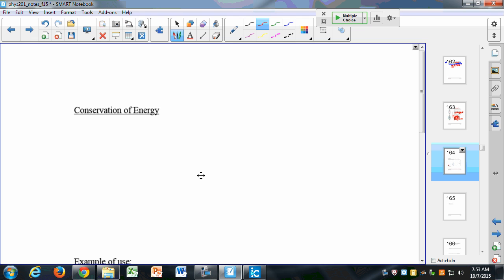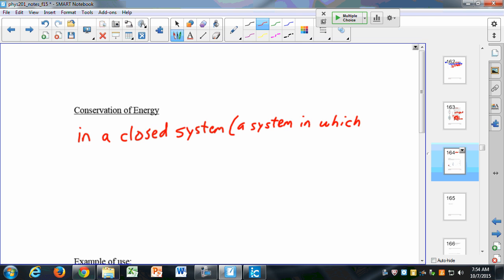Let's do conservation of energy. So that gravitational potential energy fits into our conservation of energy like this. Conservation of energy just says that in a closed system, and here I'm defining a closed system as being a system in which energy neither leaves nor enters. So you can think of it as a box, and there's no energy going into the box. There's no energy going out of the box.